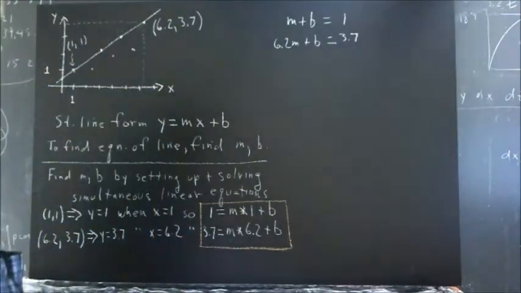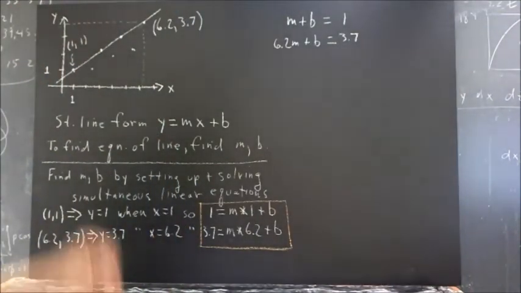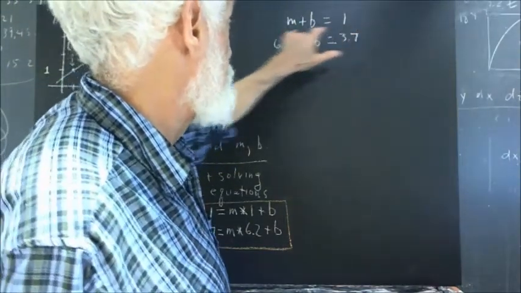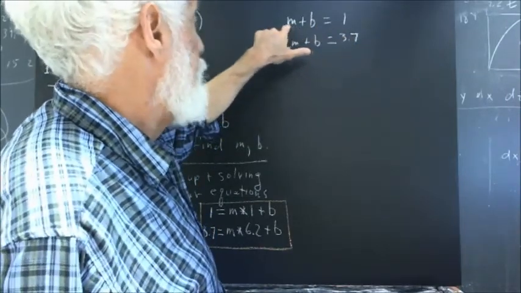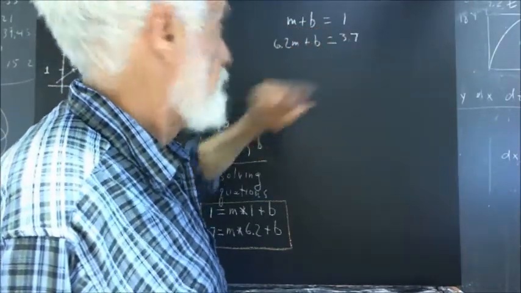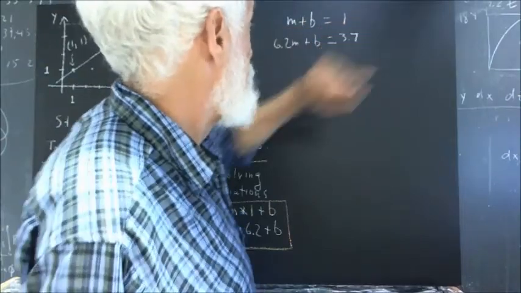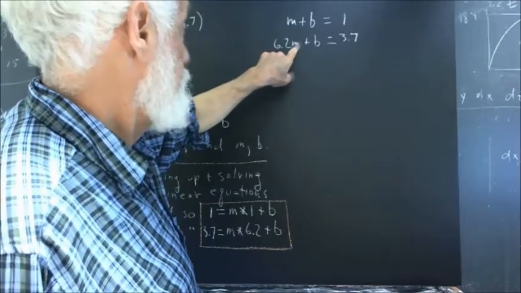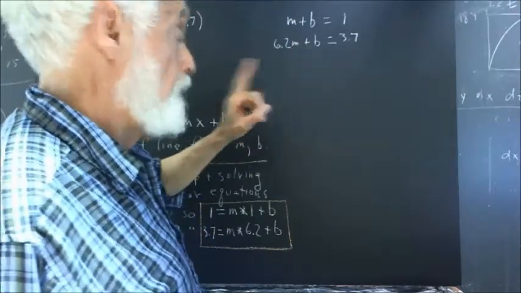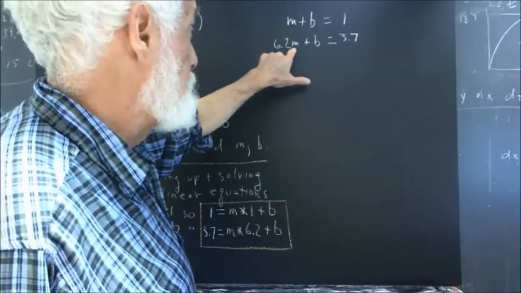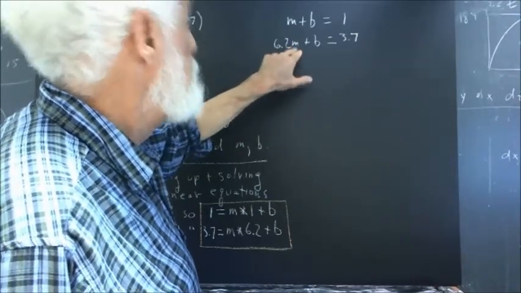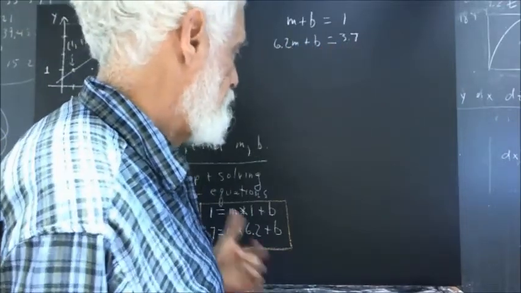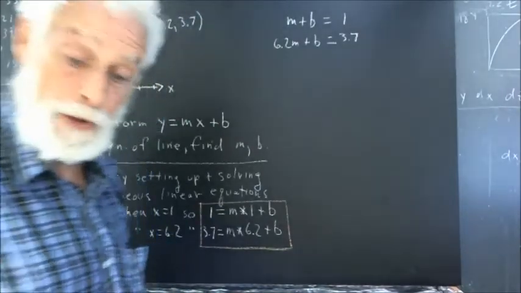Okay? Now, this equals this, and this equals this. There are two ways we can solve this. We could solve the first equation for either m or b. For example, m equals 1 minus b. Then we would know that m is equal to 1 minus b, and we could substitute it for m, and then this equation would have only one unknown. The only unknown would be b. So this equation would then give us an equation in the variable b.